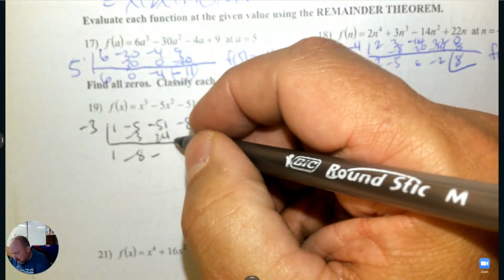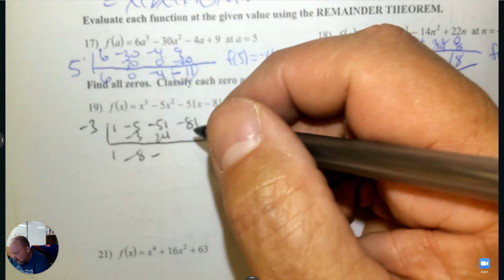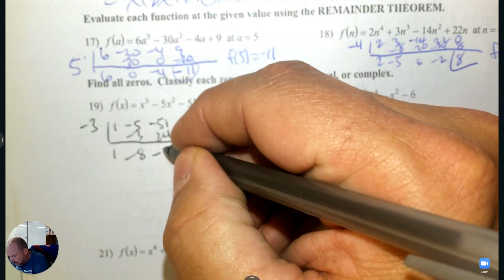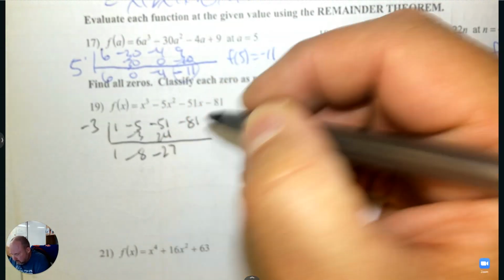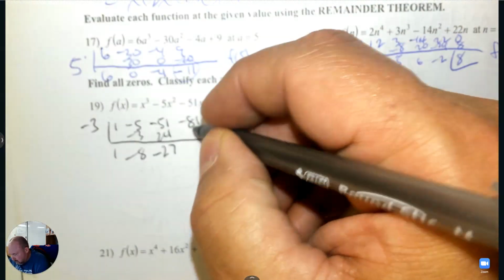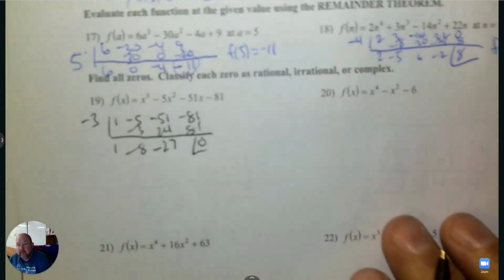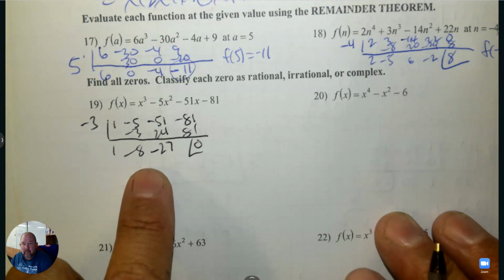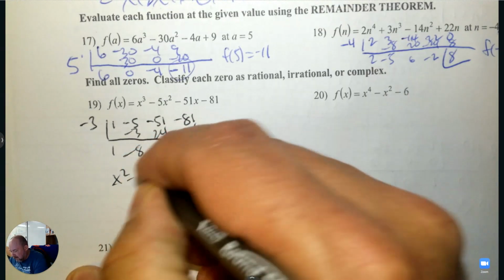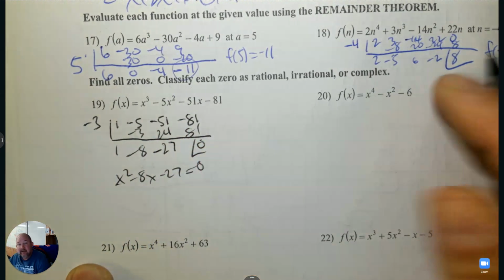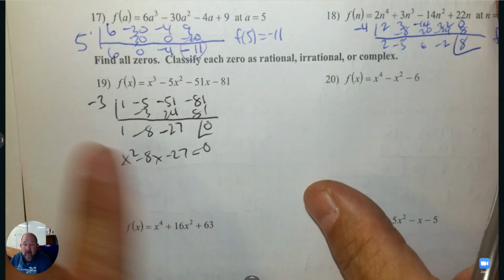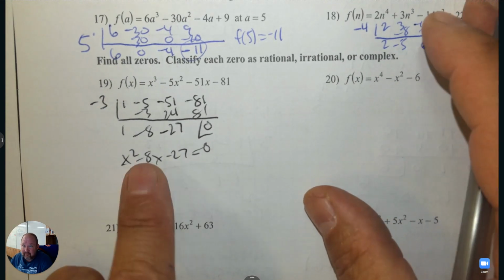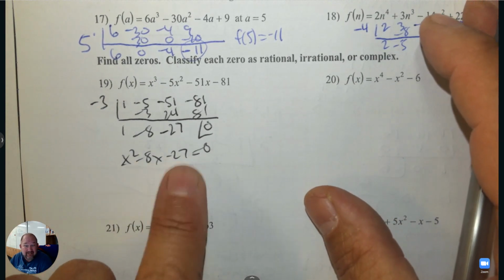Let's see if I can do this. And there we go. So -3 is a rational zero. Then what's left over is x squared minus 8x minus 27. Again, if you try to factor this, there are no two numbers that multiply to -27 and add to -8. The diamond doesn't work. So now what?